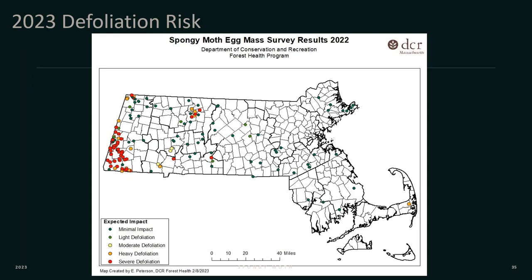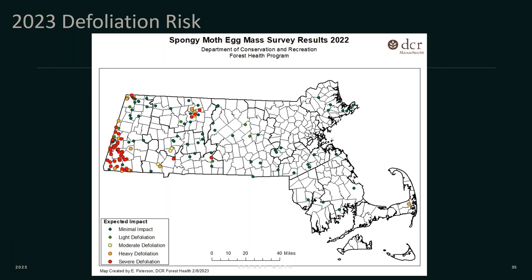When we're out doing these counts, a lot of the areas that we surveyed in central and eastern Mass are higher risk. They're areas where we have repeatedly seen defoliation, and when population builds up, it kind of starts in those areas. So we're seeing some egg masses out there. It's not like we found no spongy moth, but we'd see 3-5 egg masses in a plot instead of the 200 we're seeing out in Berkshire County.